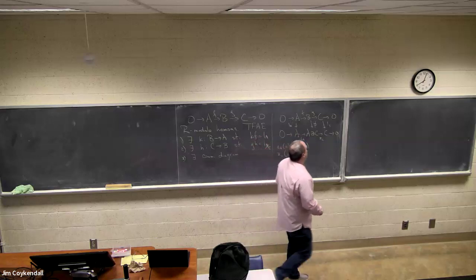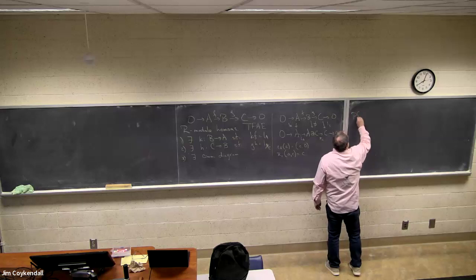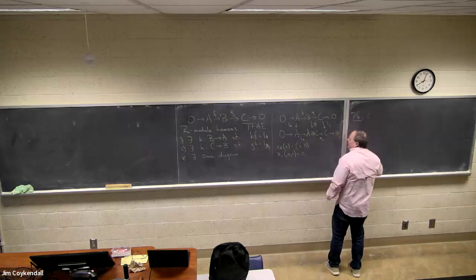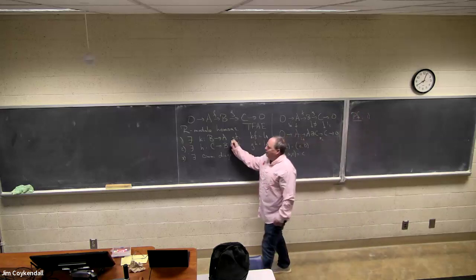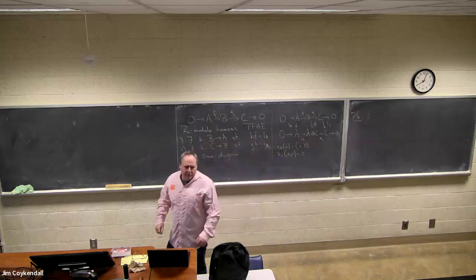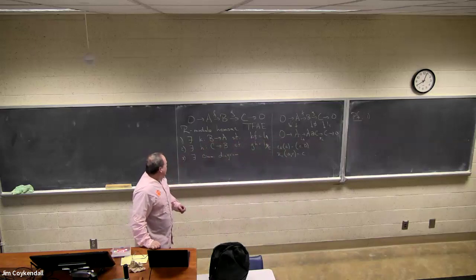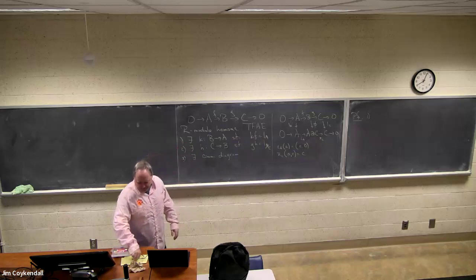Okay, so here's my strategy. I'm going to show that 1 and 2 are equivalent. I'm going to show 1 implies 2, 2 implies 1, and then I'm going to use them in tandem to get this split diagram.